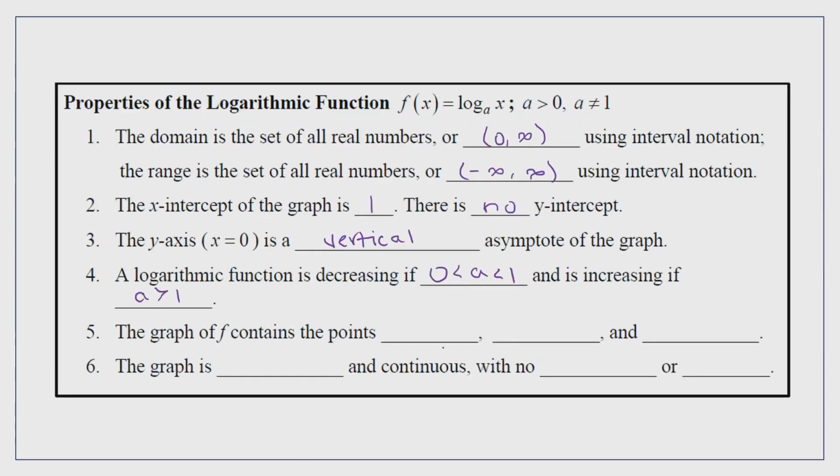The graph of f contains the points (1, 0), (a, 1), and (1/a, -1). The graph is smooth and continuous with no corners or gaps.